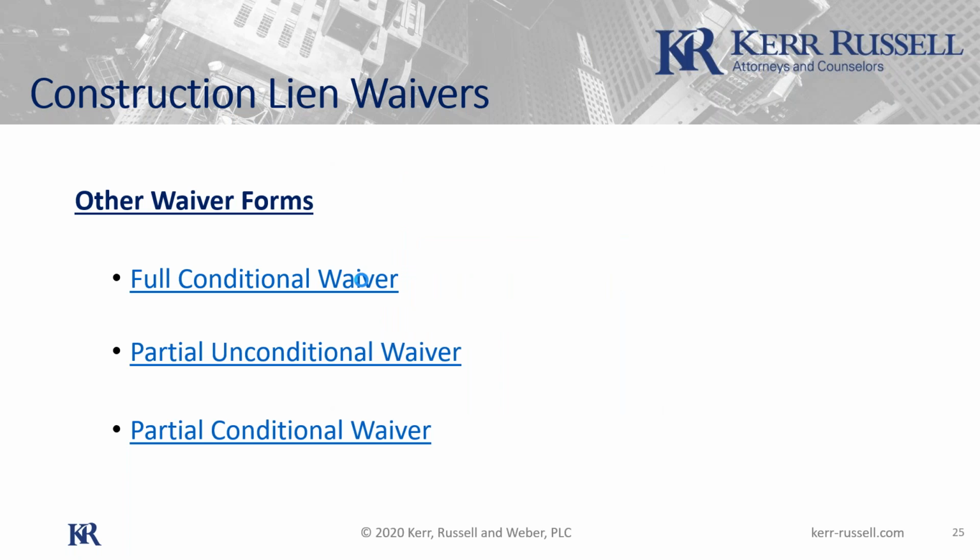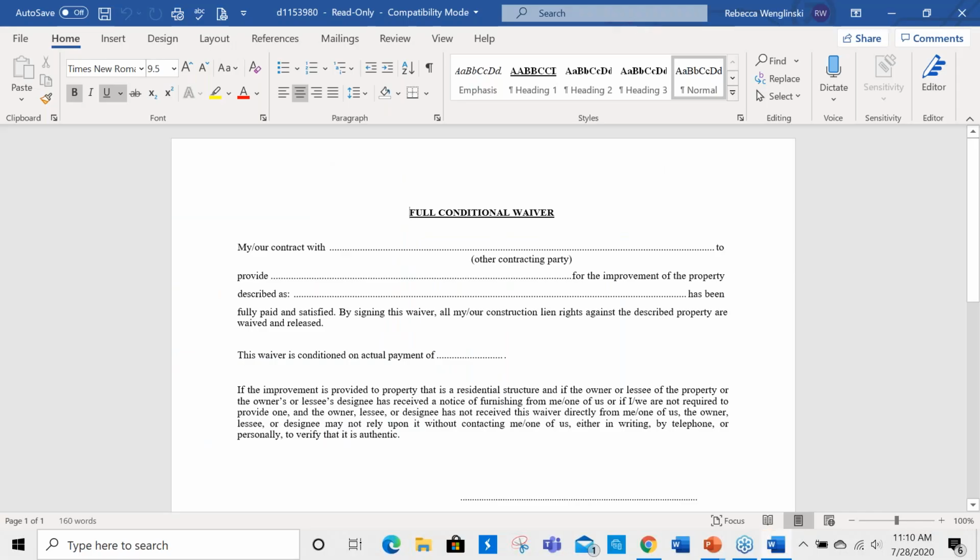I just want to highlight for you folks the magic language for the conditional piece. Okay, so it's funny, this reads the same as the unconditional one, folks. It says, by signing this waiver, in the fourth line there, all our lien rights are waived and released, but the key part is that next sentence: this waiver is conditioned on actual payment of blank. So this is what you'd give if you were going to settle and they didn't have it in the form of a cashier's check or cash. You'd give them a full conditional saying, okay, we waive all our rights, but it's conditioned on me actually getting that last 50 grand or whatever is at issue.